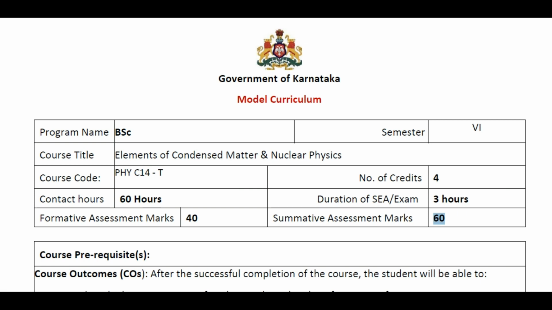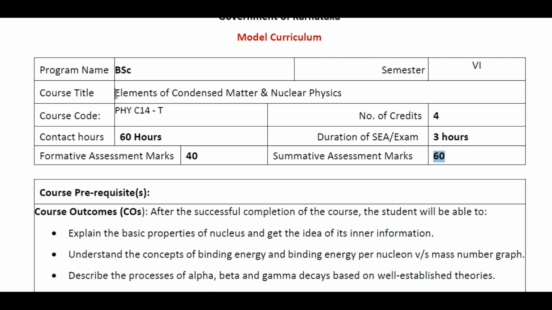In this video we are going to discuss B.Sc 6th semester physics subjects and their syllabus. So this is the model curriculum for the B.Sc 6th semester physics. The first paper in the 6th semester is Elements of Condensed Matter and Nuclear Physics.